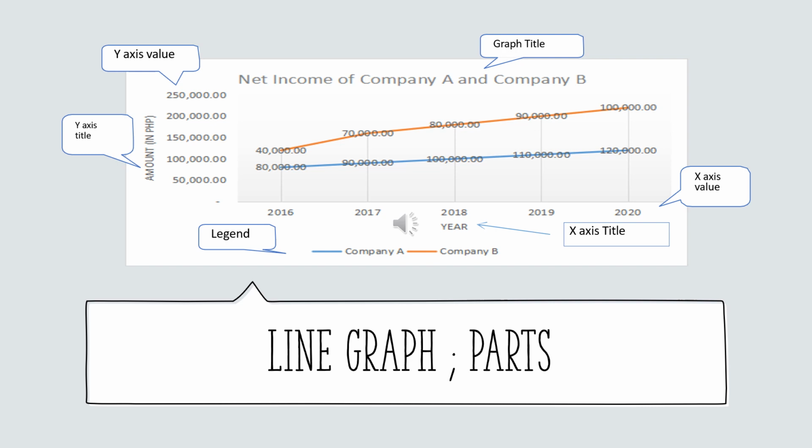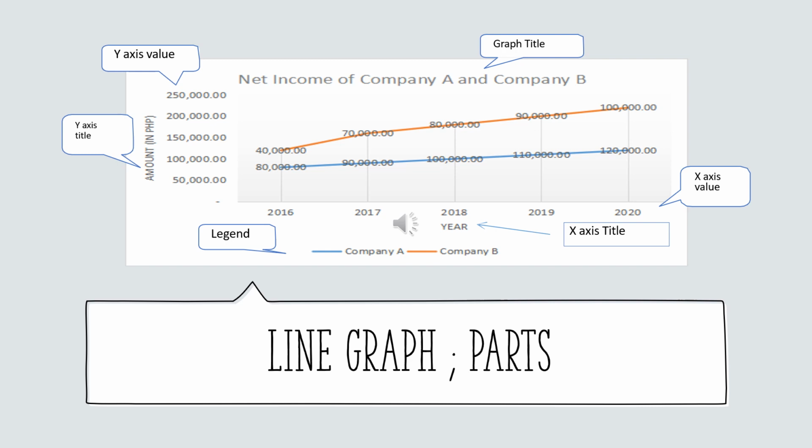X-axis title. Similarly, the x-axis title describes the measurement or variable being represented on the horizontal axis. It helps in understanding the values on the x-axis. X-axis value. The x-axis values are the numerical markings along the horizontal axis. They represent the range or categories of the variable being measured. Legend. The legend is a key component, especially when dealing with multiple lines on the graph. It provides a clear explanation of what each line represents, ensuring that the viewer can interpret the data accurately.